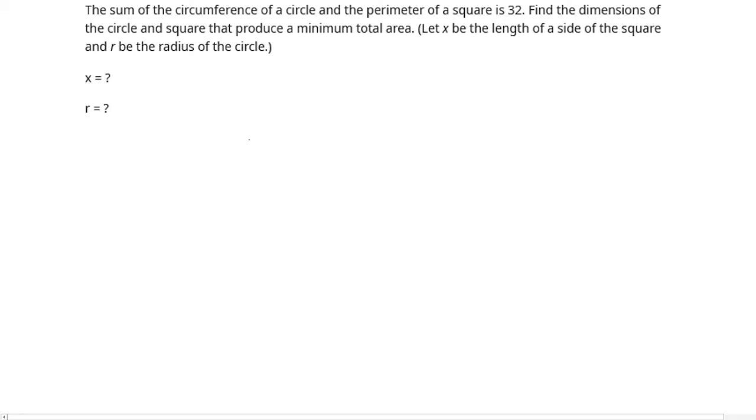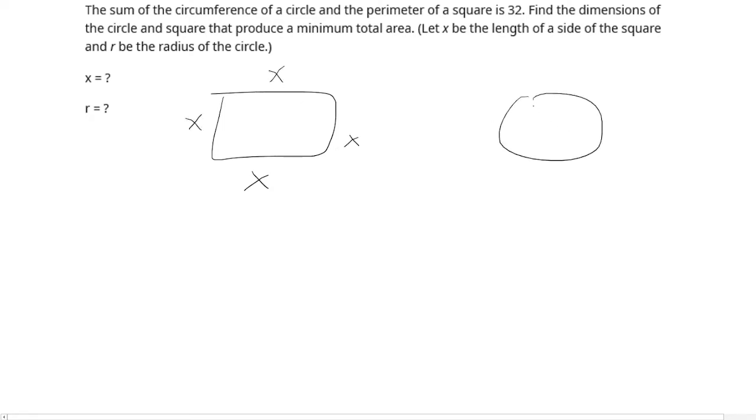The sum of the circumference of a circle and the perimeter of a square is 32. Find the dimensions of the circle and square that produce a minimum total area. So x is going to be the length of the square. That means all sides are x. And the circle has radius r.